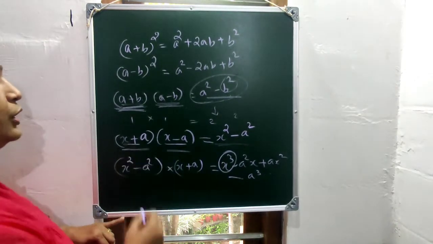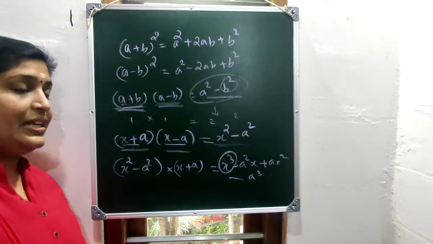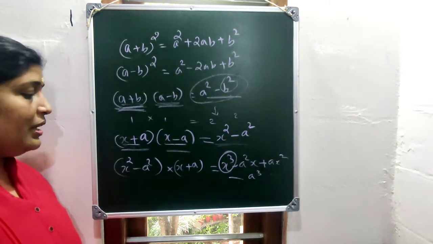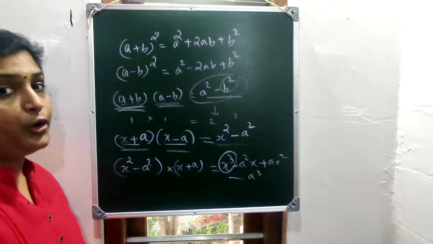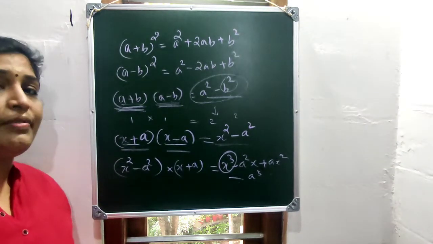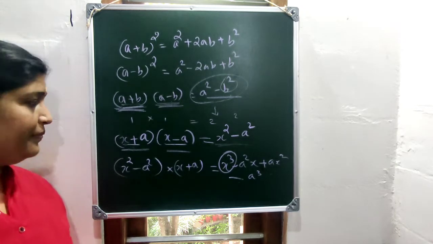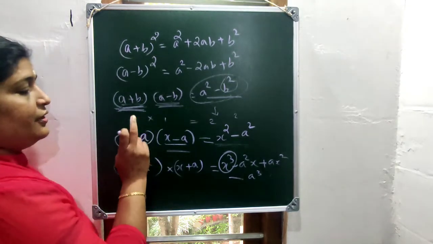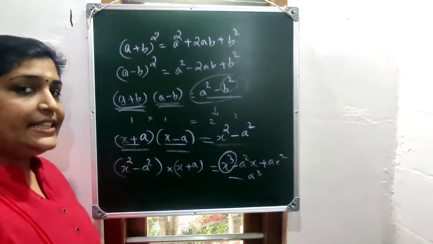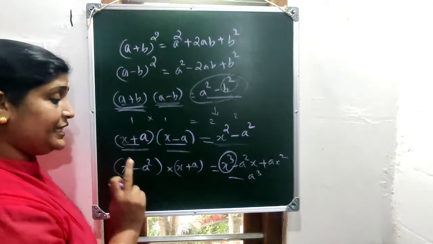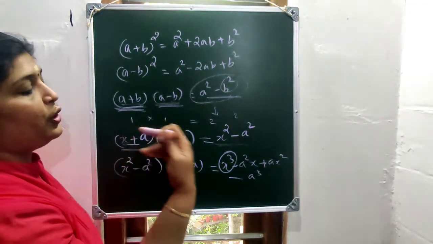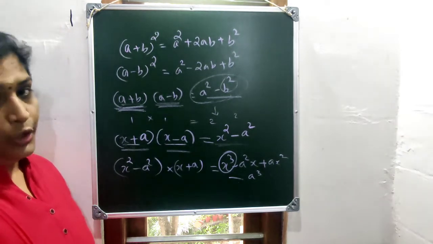So if we multiply two first degree polynomials, we get a second degree polynomial. Similarly, if we multiply a second degree polynomial and a first degree polynomial, we get a third degree polynomial.